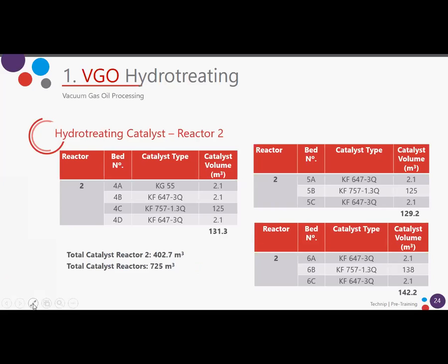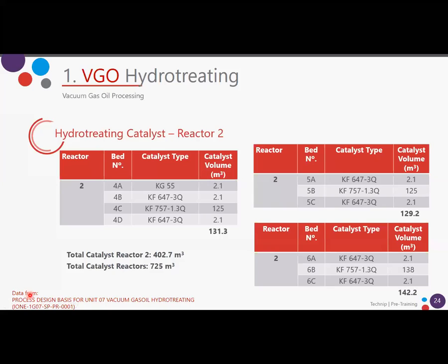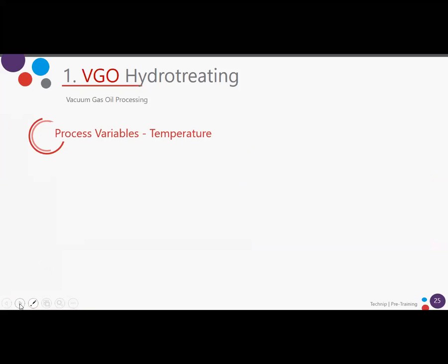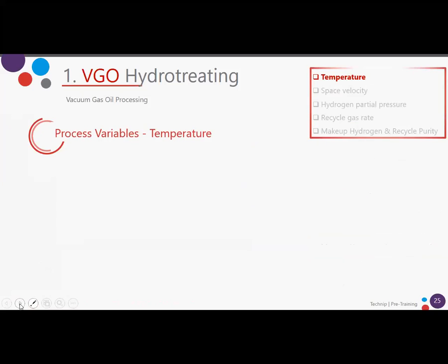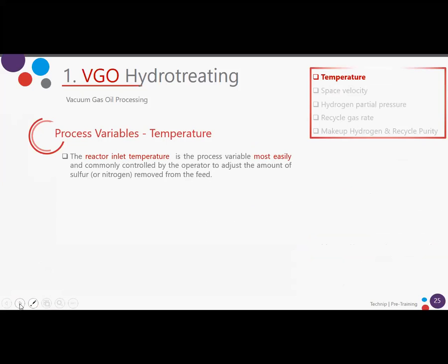Okay. So we will see now the main process variables of this unit. Okay, this data comes from the process design basis of the unit. So the main process variables are temperature, space velocity, hydrogen partial pressure, recycled gas rate, and also the makeup hydrogen and recycled purity. So we will see first the temperature.